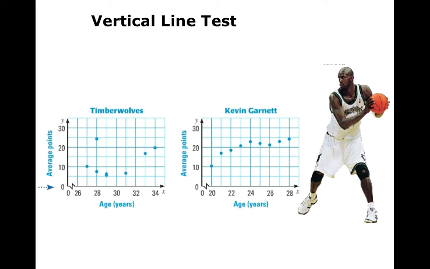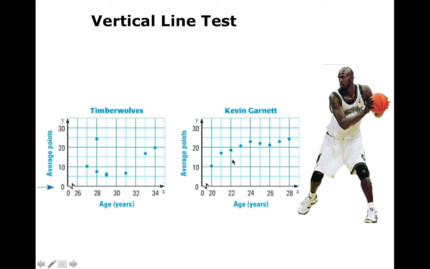Let's look at a more real example, or maybe not so real because it's kind of old, but it's still real. Kevin Garnett did once play in the NBA. So let's look at Kevin Garnett's age versus average points. If you look at this one here, imagine dragging a, oh sorry, that's not for him, that's for the whole Timberwolves team, the team he played for. Imagine dragging a vertical line across this graph. At the age of 28, a vertical line would hit right here and right here. So this data is not a function, it's just a relation.